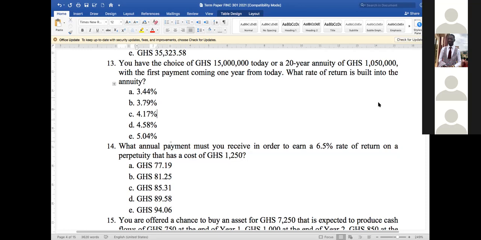You have a choice of 15 million today, that's present value, or an annuity of 1,050,000 with the first payment coming 1 year from today. What is your R? So 15 million is equal to C over R times 1 minus DF. That is all. Let's see what the answer may be. I use the calculator to punch, and you'll be done.